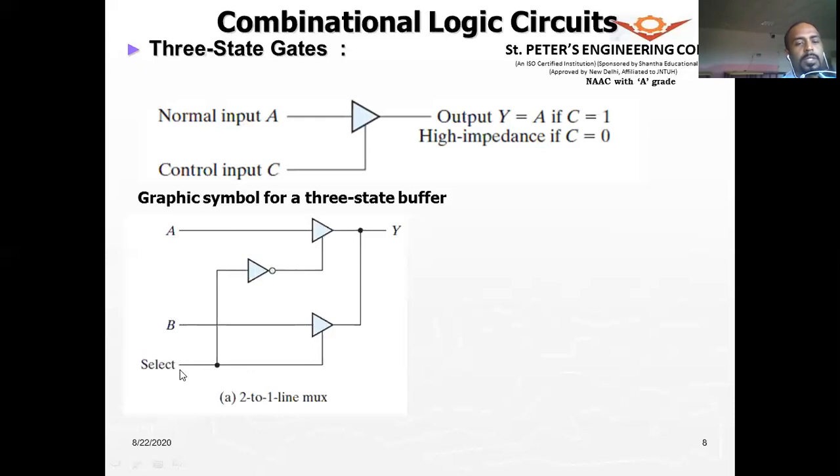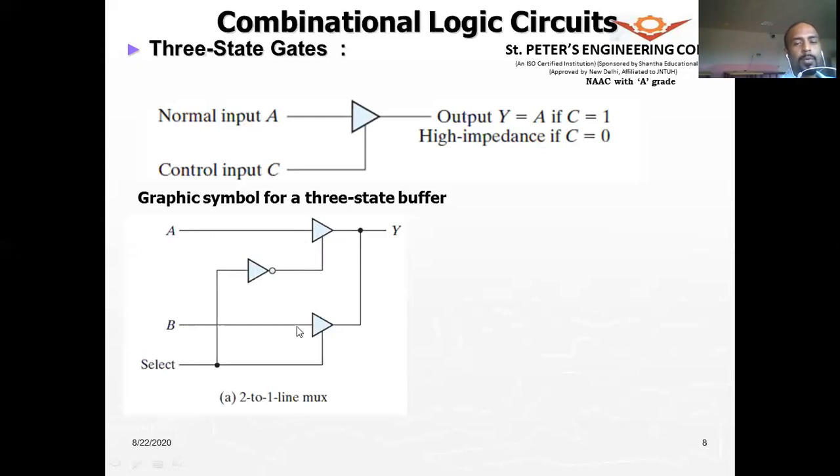Since select is 0, as we see here, only when the control input is high will the circuit present the input to the output. Otherwise, it will be in a tri-state. The connection will be there, but there will be no data flowing from the input to the output. All right. As I said, physically present, mentally absent, that kind of a situation here.